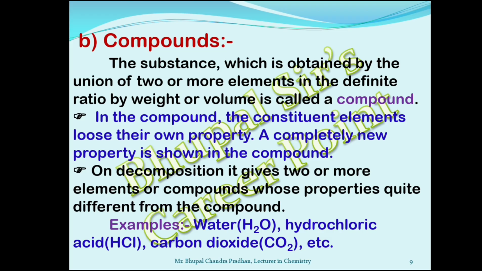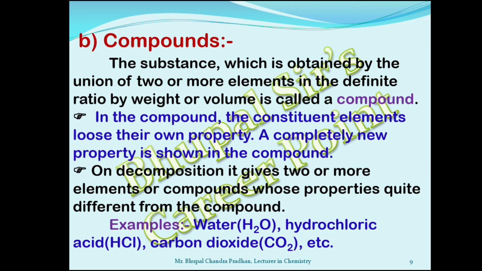But whenever calcium carbonate is heated, it decomposes to give calcium oxide and carbon dioxide. Here both are compounds. So in decomposition, a compound can give two or more elements or compounds or both. Examples of compound: water H2O, hydrochloric acid HCl, carbon dioxide CO2, etc.